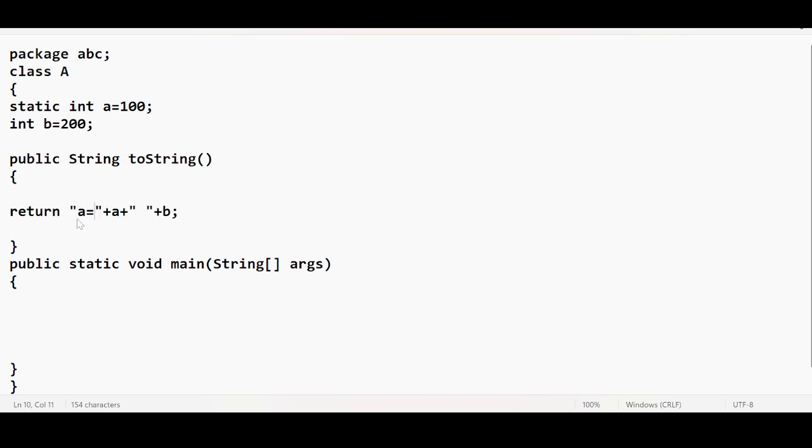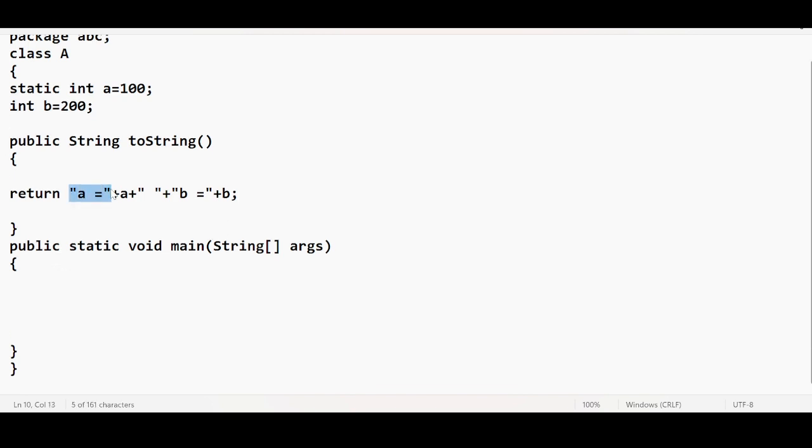A equal to... Nothing, I have just concatenated. This "a equal to" will be printed, and this is a value concatenation, 100 will be printed. And again this is a string concatenation, "b equal to" will be printed, and the respective value concatenation, that's it. You just do the tracing, you will get to know.